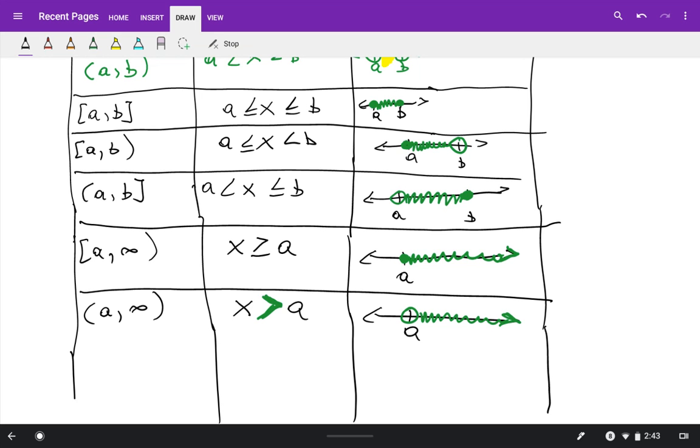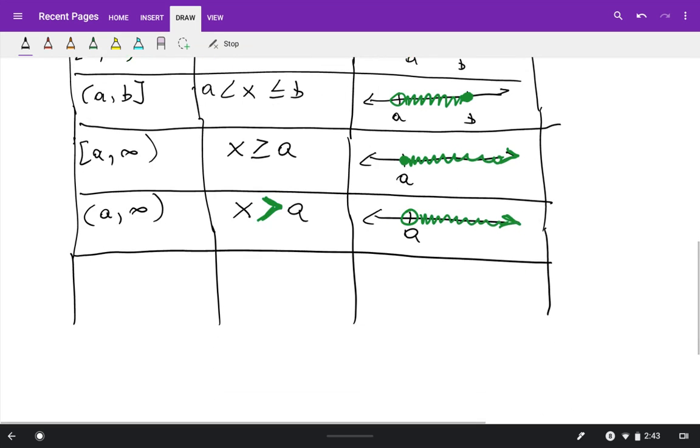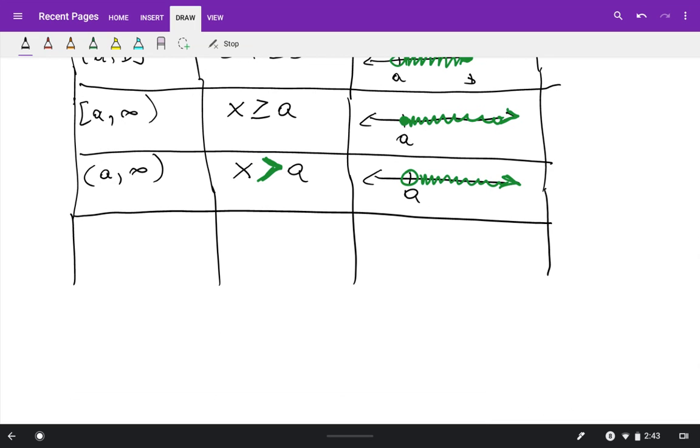So I hope this is a review for most of you. Then we have the interval from negative infinity to a bracket. That means x is less than or equal to a. To graph this interval, you put a on the number line. In this case, a is part of the solution, and also all the numbers smaller than a, so I'm shading everything to the left.